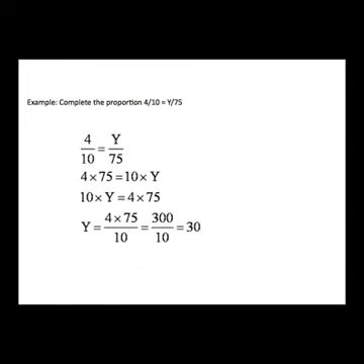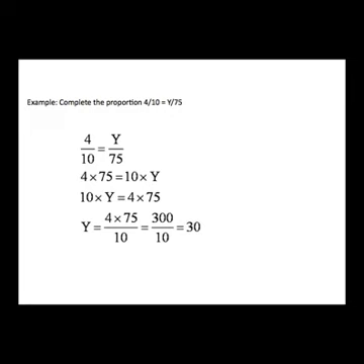One example: 4/10 equals y over 75. We want to find out what y is. So we must cross-multiply: 4 times 75 equals 10 times y. Then I now have a linear formula. I have to get the 10 off the left side and get it on the right side. Anytime you have a number multiplied, you can get rid of it by dividing. You must divide both sides of the equation by the same number.